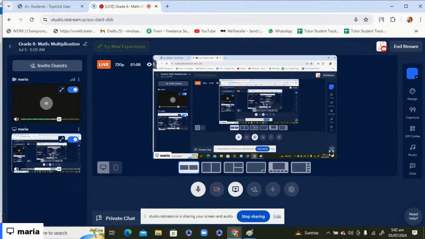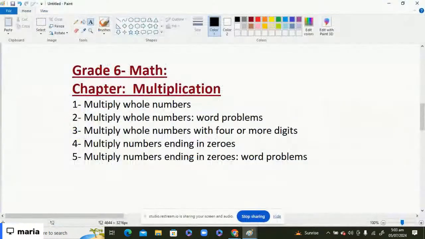So today we are here for grade 6 maths. The chapter we discuss today is multiplication, and here are the names of the lessons: multiply whole numbers, multiply whole number word problems, multiply whole numbers with 4 or more digits, multiply numbers ending in zeros, and multiply numbers ending in zeros word problems. So let's get started.